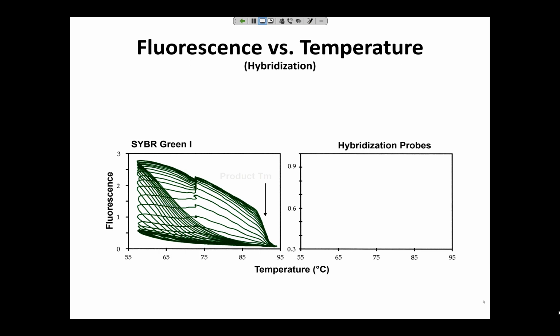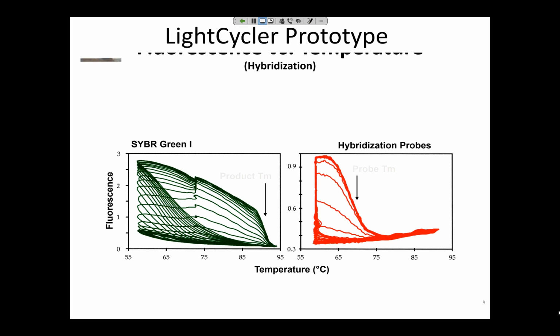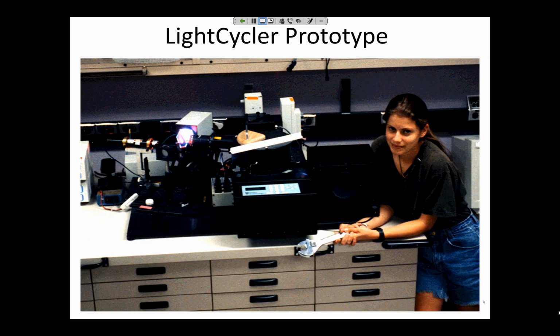Similarly, with hybridization probes, you get curves, and that rapid decrease in fluorescence is the probe Tm, or probe melting temperature. So melting analysis really came out of just continuously looking at fluorescence and plotting it against temperature. This was originally performed, the first melting analysis with real-time PCR was done on the LightCycler prototype, which is what I'm showing right now.